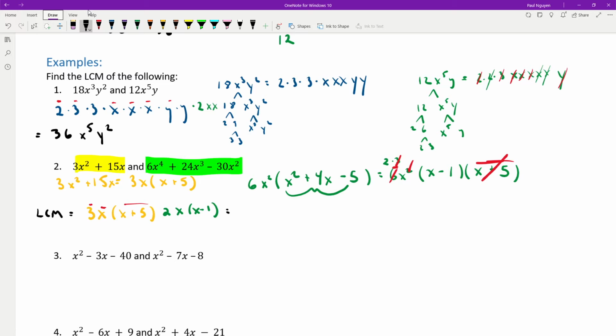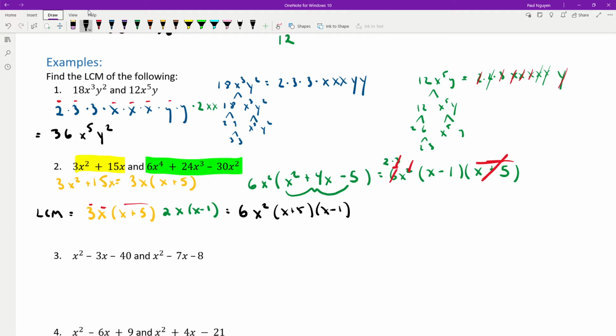2 times 3 is 6. Then I have 1x here and 1x here, so it'll be x squared times x plus 5 times x minus 1. That's the least common multiple. You can multiply that out further, but it's acceptable to stop there.